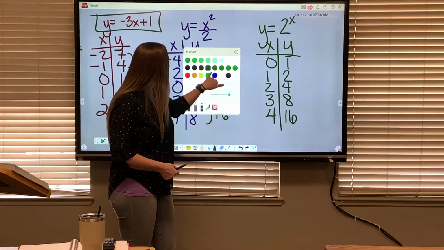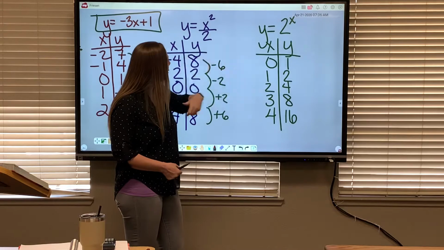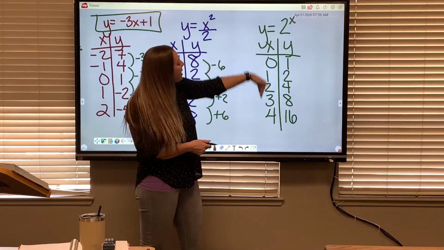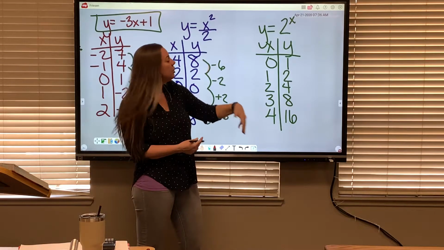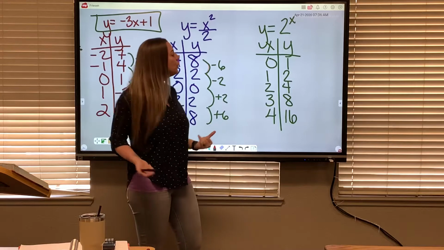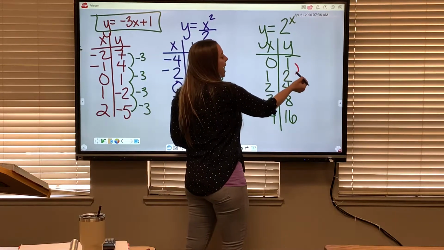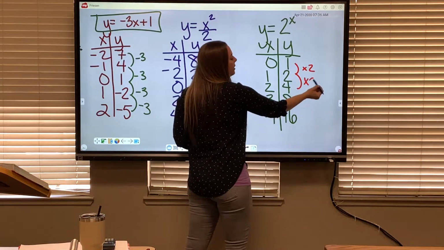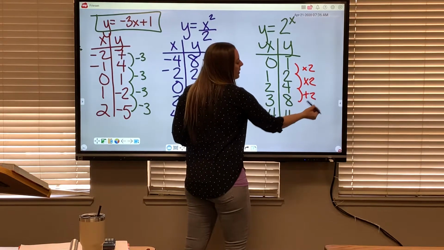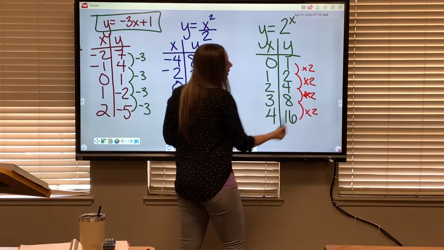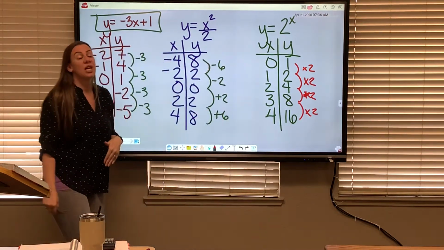I'm gonna use a different color. So this is with exponential. Again, I add down the x side just because those are my independent variables. That's what I'm plugging in order to get a result. And here it looks like I could add 2, but I also multiply by 2, and there's my rule. I multiply by the same thing each time. That looks like a plus sign, but it's not. I multiply by 2 each time, okay?